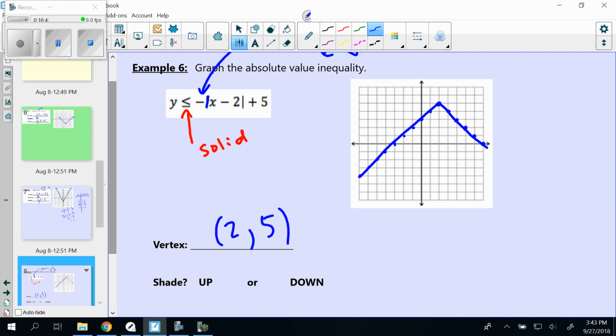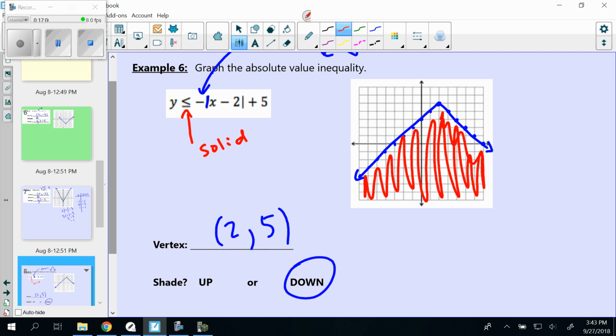Now we also have to decide, should we shade up or shade down? If it's less than, if we want all the points less than this, we definitely want to shade down. So on this one, all the points that are solutions are all going to be underneath this absolute value graph. So we shade everything there.